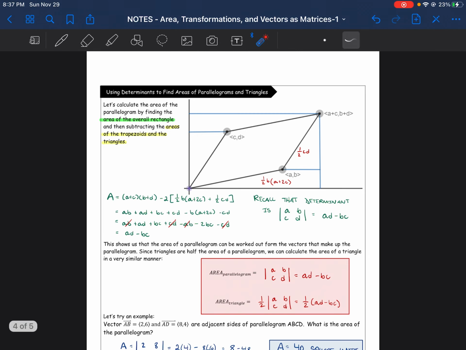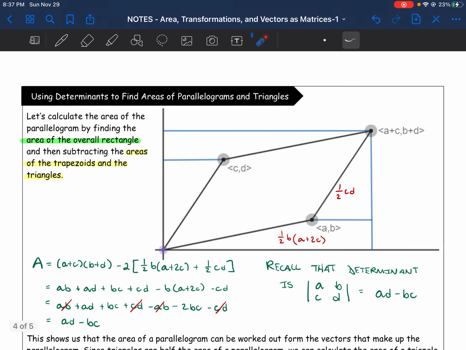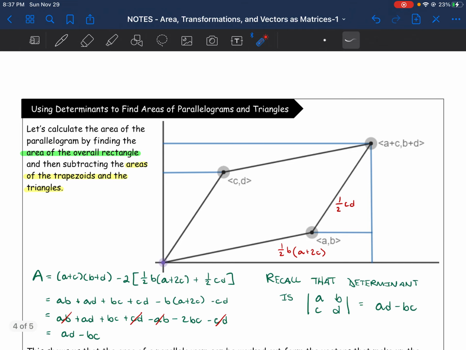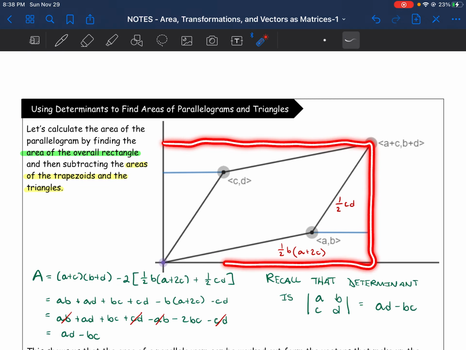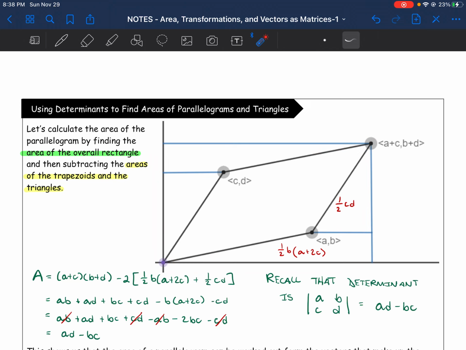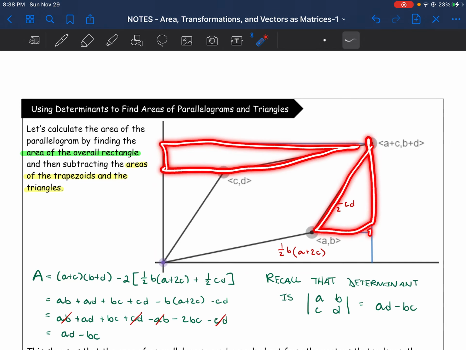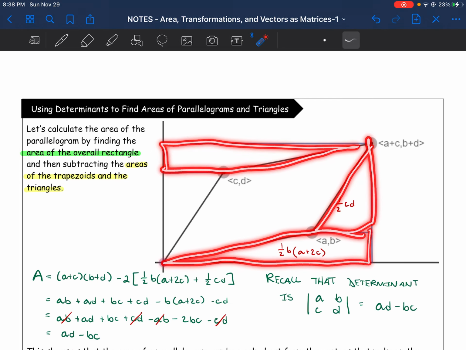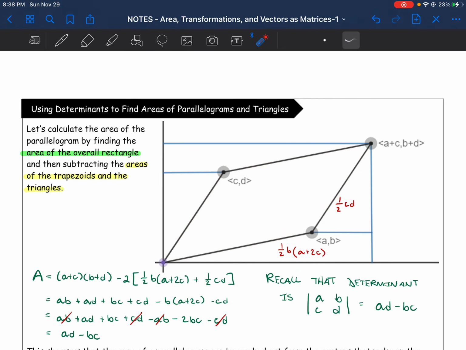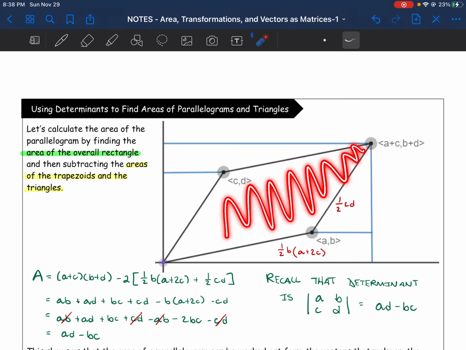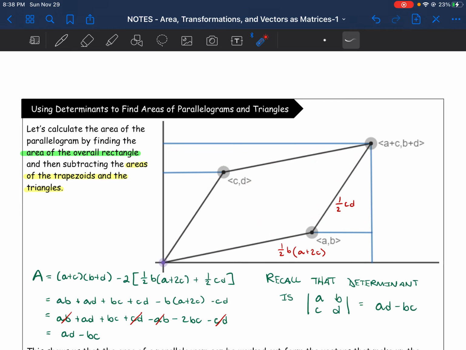The next thing we want to talk about real briefly is how we can actually use determinants to find areas of parallelograms and triangles. And we're going to start with a pretty cool little proof. So let's calculate the area of the parallelogram in this picture by finding the area of the overall rectangle right here, and subtracting the areas of all these little figures. It's two triangles and 2 trapezoids. And that's going to give us this chunk in here, which will represent the area of the parallelogram.